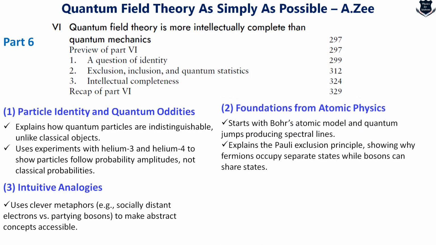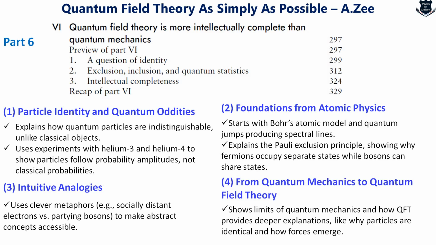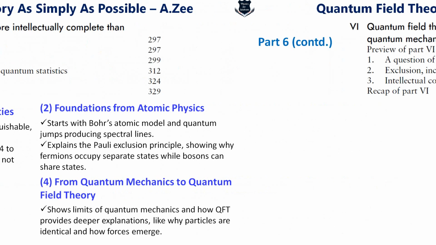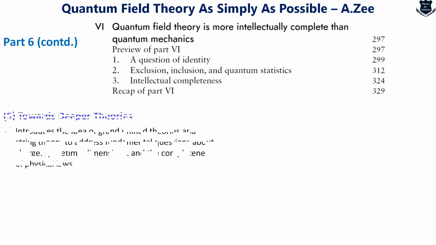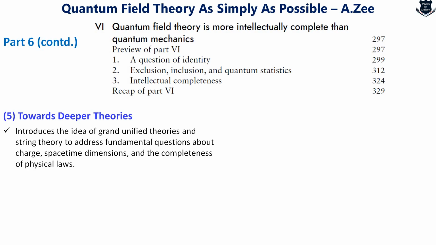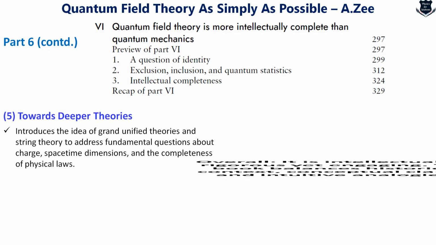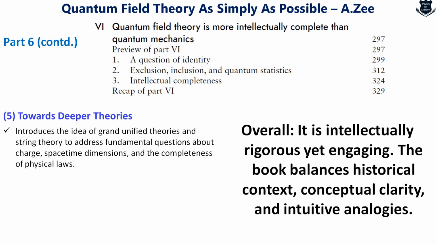He also talks about Bohr's atomic model and quantum jumps, and he explains the Pauli exclusion principle, showing how fermions occupy separate states while bosons can share states. So he moves further in from quantum mechanics. He moves into quantum field theory, giving certain deeper explanations. Part 6 continues with a little bit deeper understanding towards unified theory, in search of a grand unified theory, etc. So overall, I can tell you that this book is intellectually rigorous but very engaging.